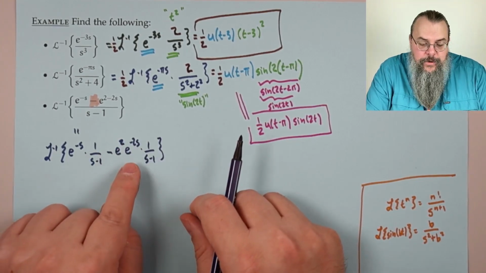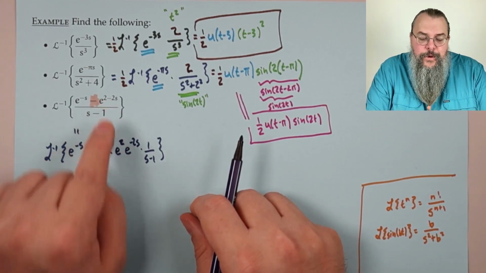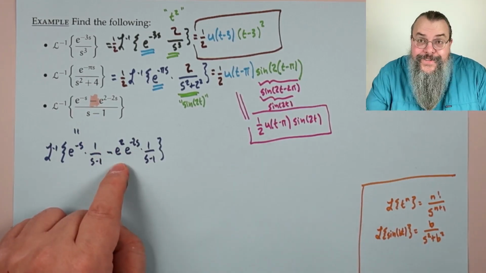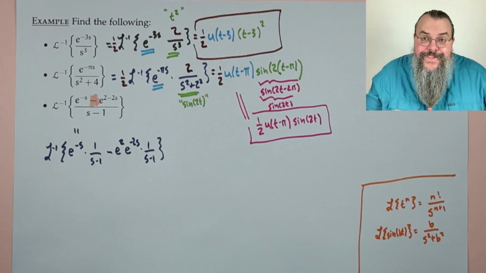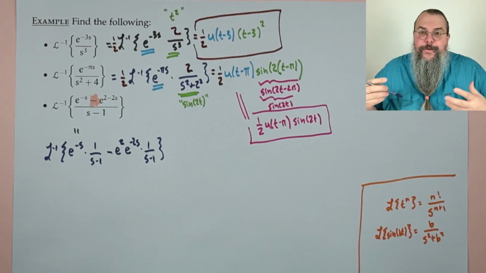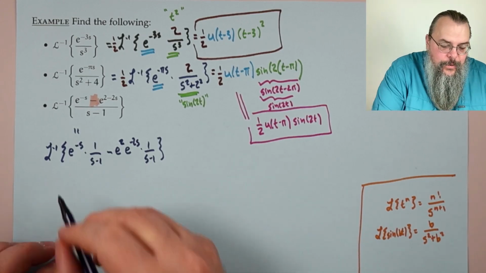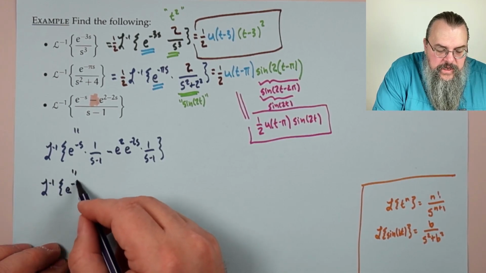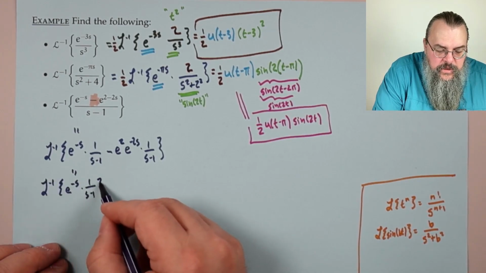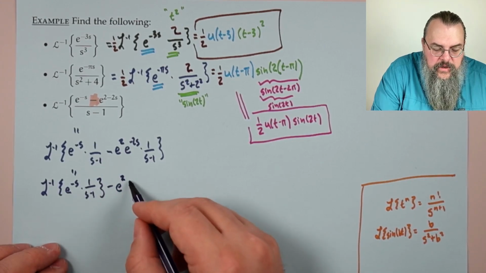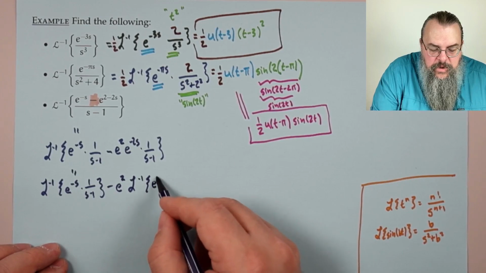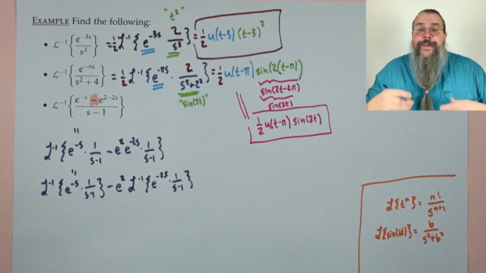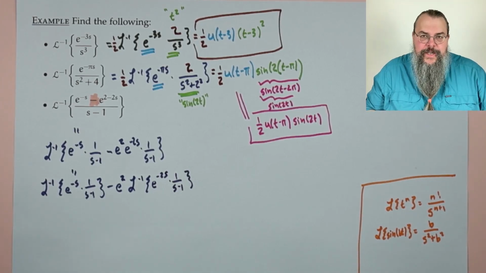Why did we do that? Well, because we really don't have a rule for this, but we have a rule for e to the minus 2s. And what is e squared? It's a constant. And we can handle constants. We have ways. And what are our ways? We just pull them out. And so we really could write this as inverse Laplace of e to the minus s, 1 over s minus 1, minus e squared, inverse Laplace of e to the minus 2s, 1 over s minus 1. Okay, now we're ready. All right, good.